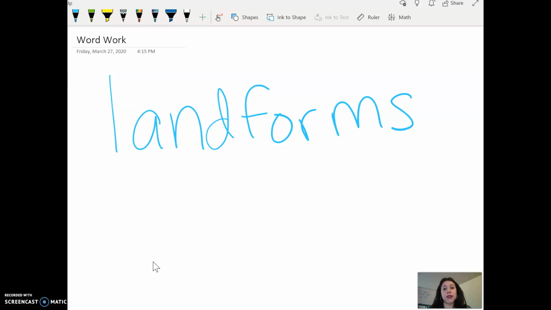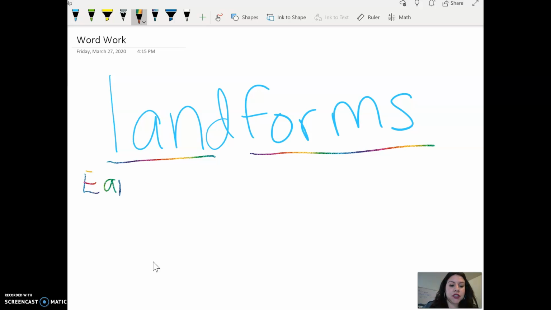A compound word means that I have two words that are going to be joined together to create a new word. So here I have landforms, which is our topic for today. What are the two words that make up this word? Well, I have the word land, that's my first word, and I have the word forms, and that's my second word. So I know that land is some type of earth surface, right?